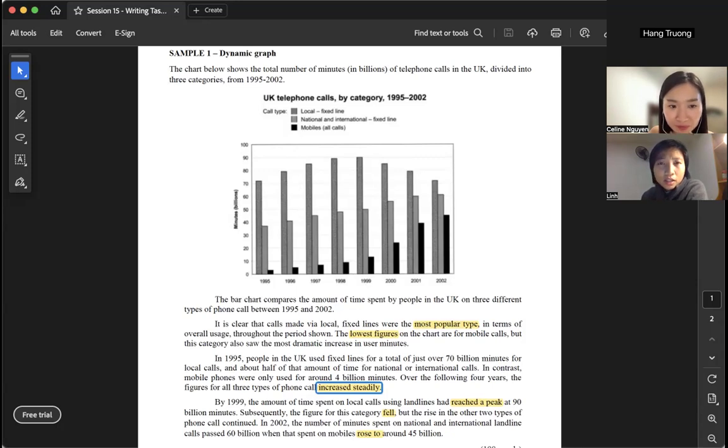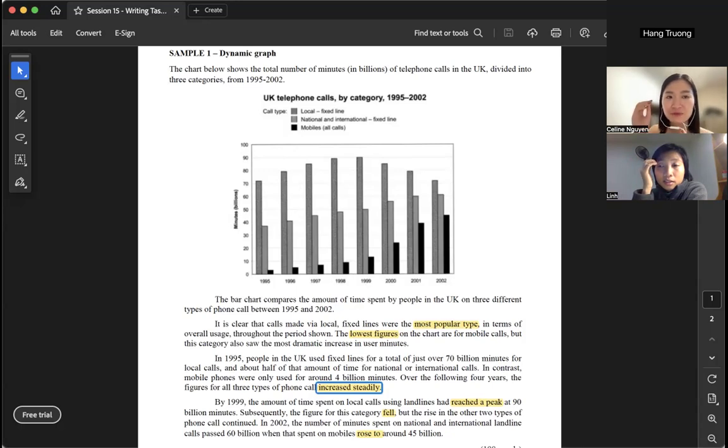Okay. So why did they choose 1999? What do you think? Why did they choose 1999 as the dividing year between two periods of time?